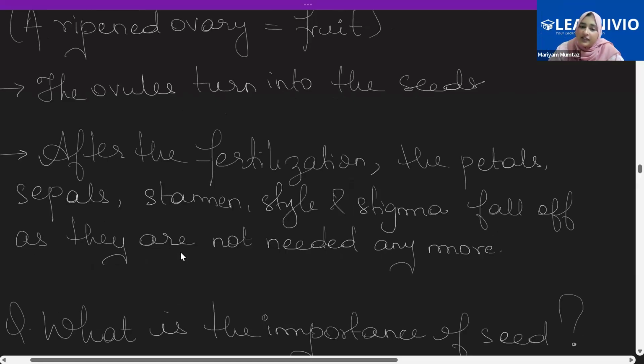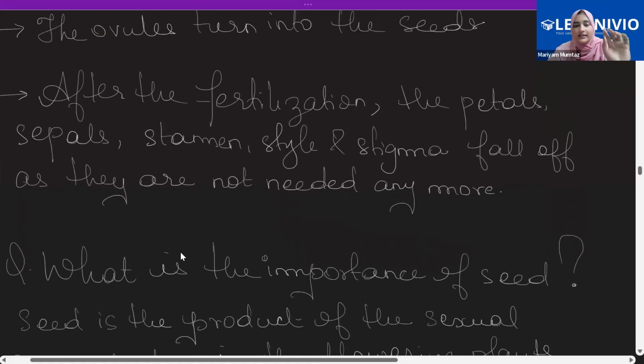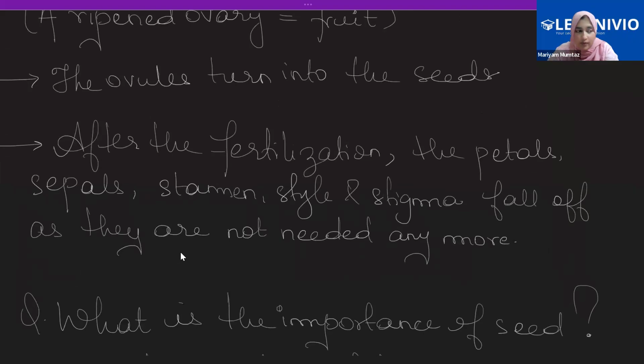After fertilization is done, all the other whorls of the plant, such as the sepals, the stamen, stigma, the style, are going to fall off as they are not needed by the plant anymore, because the sexual cycle is at its completion. So basically, this is what happens. Ultimately, when does this whole process stop? When the seed is formed.